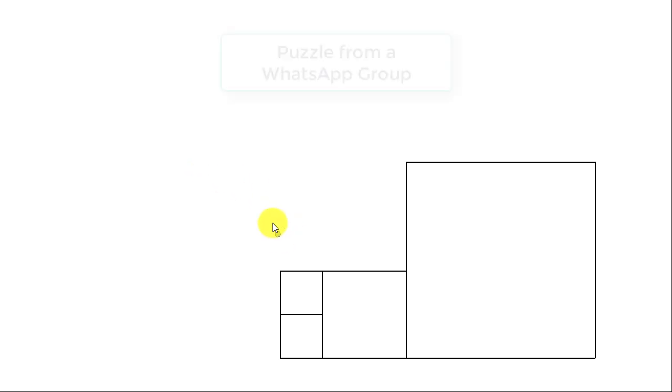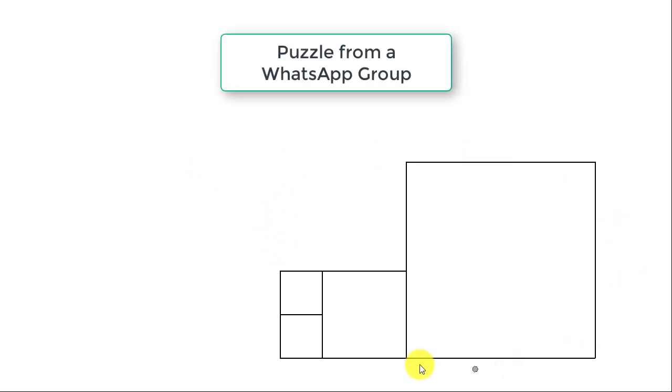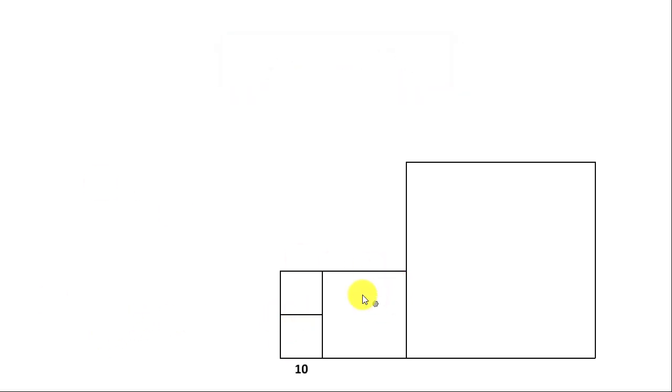Here, we are going to solve a puzzle which consists of these four squares given to us. These two squares are identical. This square, you can see, exactly fits the two of them. So its side must be twice, that is 20. And the side of the last square is not known. So this is an unknown square.